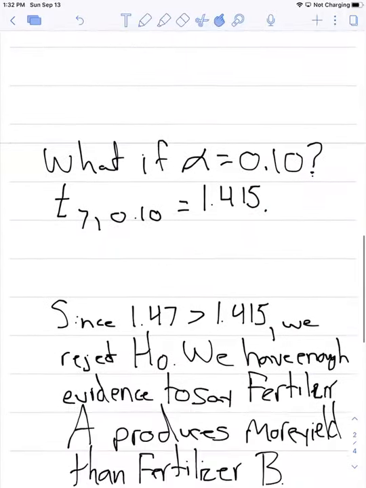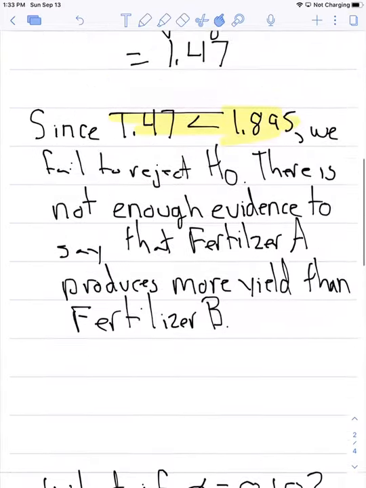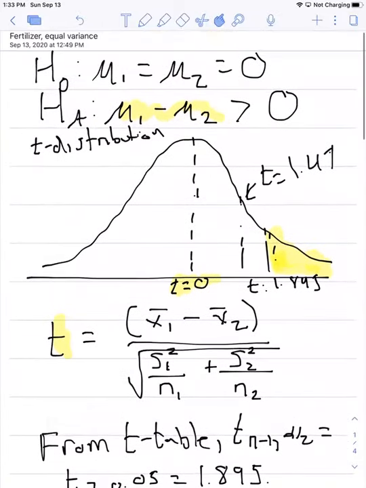We could ask another question. What if we change our level of significance? What if now alpha is 0.10? In this case, when we look at the critical value with 7 degrees of freedom at a level of significance of 0.10, we can find a value for our critical value of 1.415. So let's go back to the t distribution to find where that is, and that value would be less than the value that we found. So here would be where t equals 1.415.